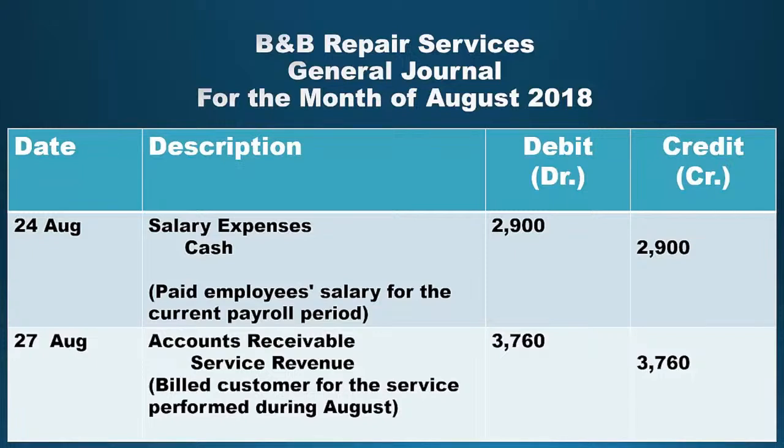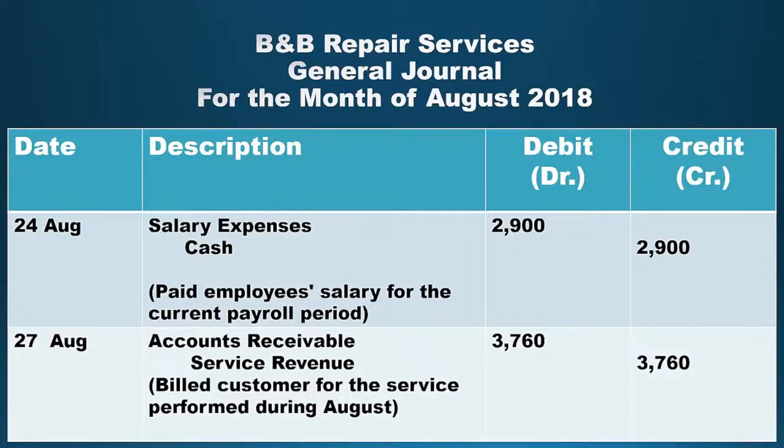Step 1. What happened? The company billed customers $3,760 for repair services they performed during August. The customers haven't paid yet, so this amount is recorded as accounts receivable. Step 2. Which accounts are affected? Accounts receivable increases because this is money the company expects to receive in the future from customers. Service revenue increases because the company earned income by providing these services.